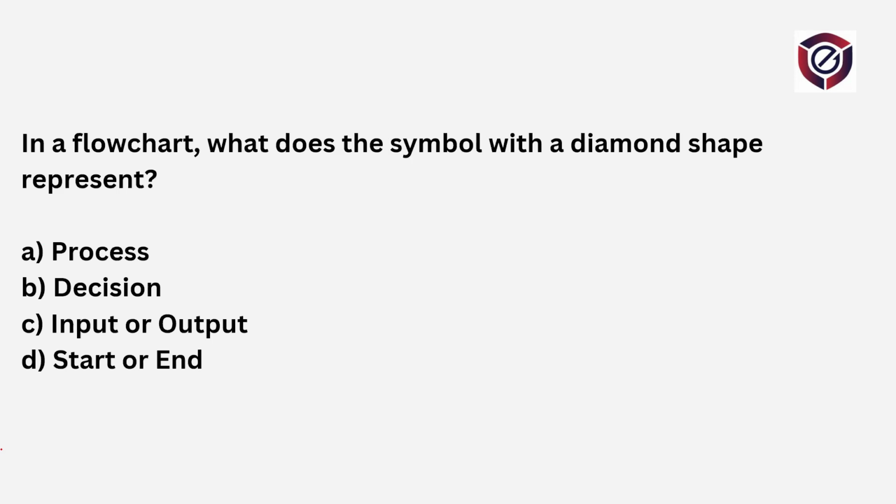Whenever we want to have such kind of thing, we will be using a decision, or the diamond symbol. For denoting the process, we can have a rectangle. For input output, we can have a parallelogram. For start or end, we can have an oval shape. So for decision making, we will be having a diamond shape. The diamond shape will always be used for decision. Correct option is option B.